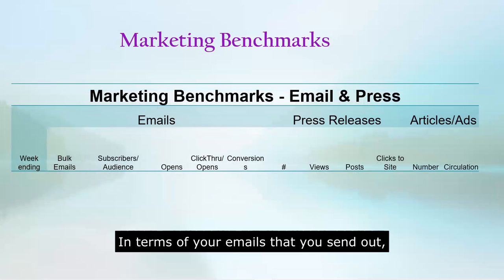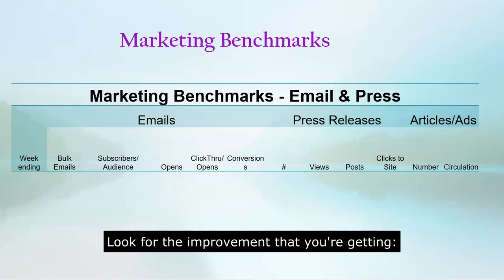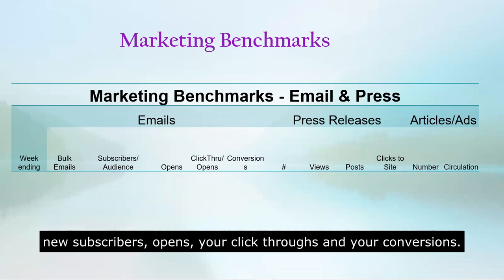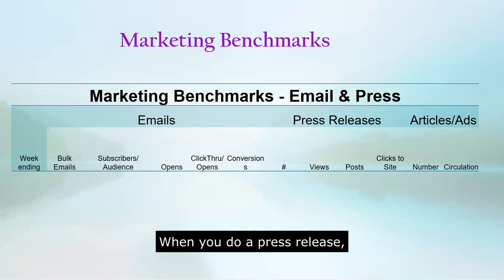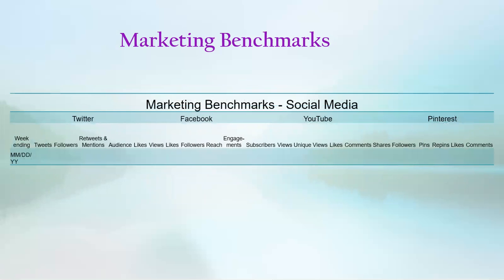So in terms of your emails that you send out, keep a track of by week ending, how many did you send out, subscribers. You want to look for the improvement that you're getting in terms of new subscribers, your opens, your click-through, your conversions, and any other stats that you want to keep. And when you do a press release, what number is it, what views did it have, what kind of posts did it get, clicks to the site, and then with articles and ads that you do, what number and circulation did you have for those particular articles that you were featured in.